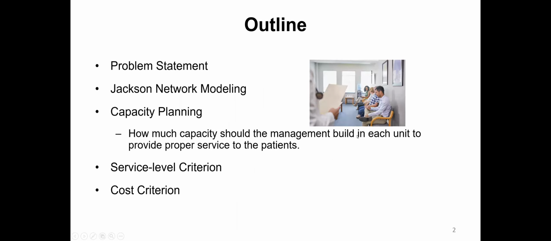So this is the outline of this lecture. First, we're going to discuss the problem, and then we're going to develop a Jackson network model of the inpatient clinic. This model can be used for capacity planning. That is, how much capacity should the management build in each unit to provide proper service to the patients. And then we use two criteria. The first one is the service level criterion, and the second one is the cost criterion, to determine the optimal capacity.